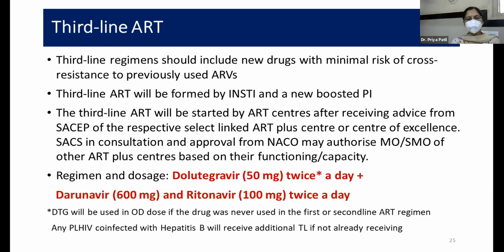Now, DTG will be used in OD dose if the drug was never used in the first or second line ART regimen. So, if there was no raltegravir in the second line regimen or dolutegravir was never used in the first or second line regimen, then the third line regimen in such a case can be with dolutegravir OD dose. Any PLHIV co-infected with hepatitis B will receive additional TL in the third line.